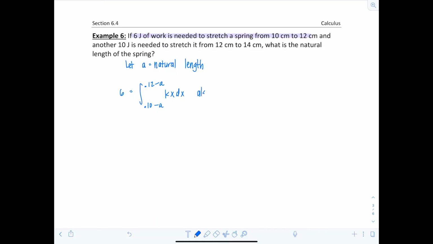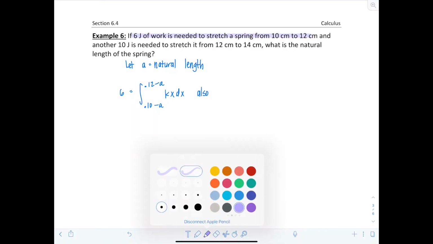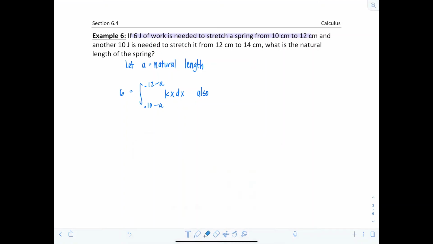Also, they told me that 10 joules is needed to stretch it from 12 to 14 centimeters. So I could set up another integral. I have 10 is equal to the integral from 0.12 minus a, because we're stretching it from 12 to 0.14 minus a, switching everything to meters, remember, kx dx.